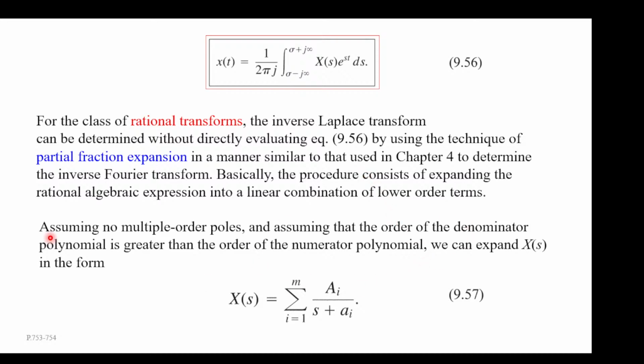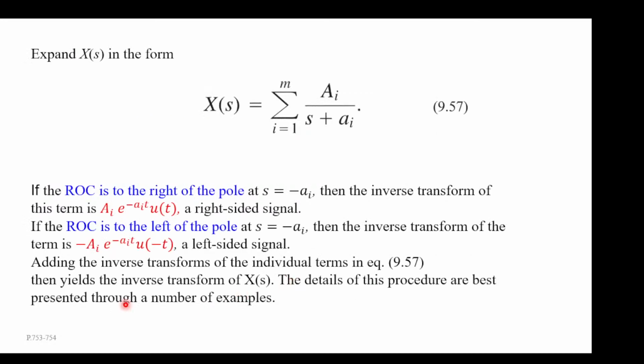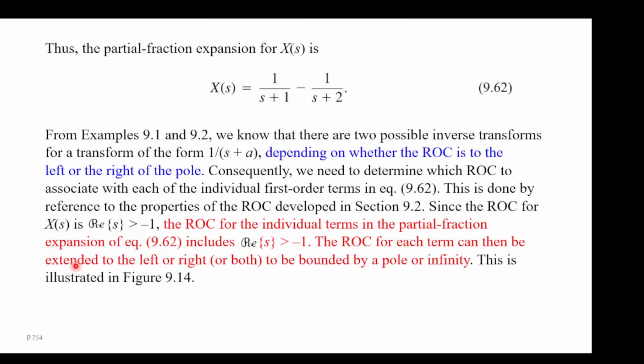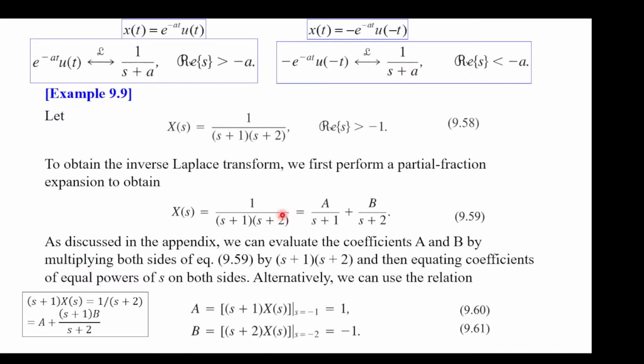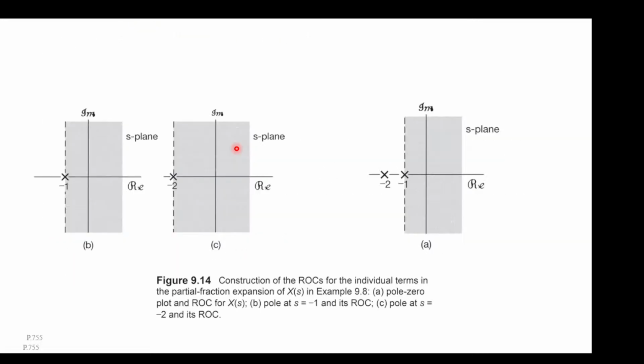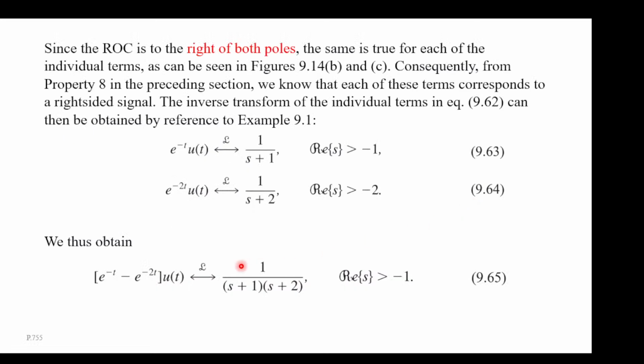Each algebraic expression, for example this partial fraction here, can have multiple possible inverse Laplace transforms depending on which ROC you pick. For example, in this example, X of S is equal to one over S plus 1, minus one over S plus 2, and we see that it has three possible ROCs you can pick. For these three possible ROCs you will have three different possible inverse Laplace transforms, corresponding to picking the right-sided or the left-sided one for each partial fraction.